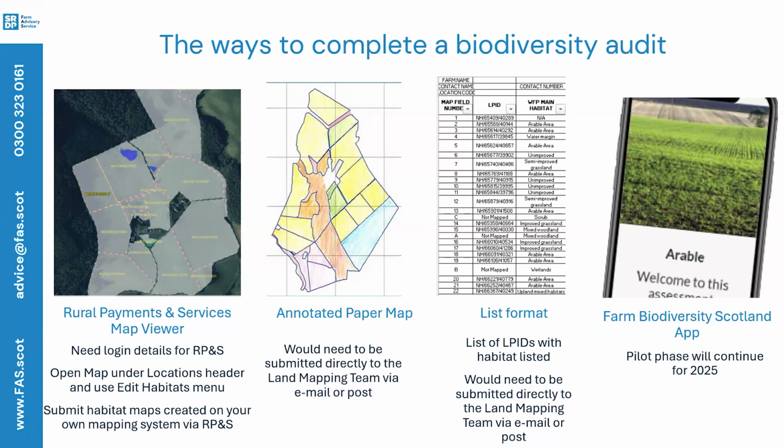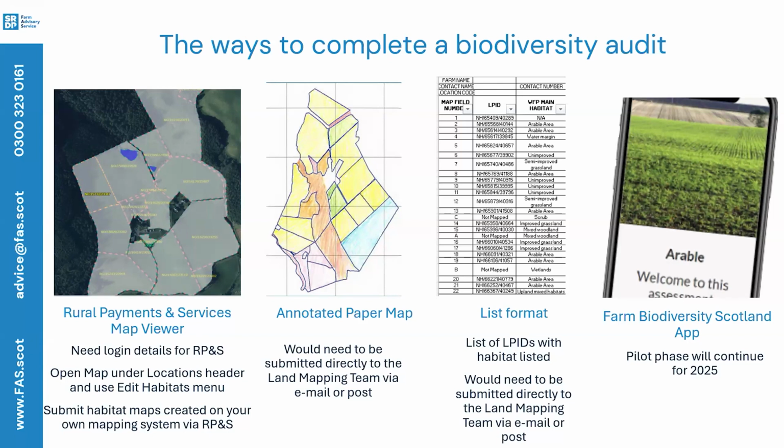Just one point to note on this one: if you use your own mapping software as part of your farm management and have shape files for habitat maps from that system, you can submit these using the RPS Map Viewer. We're not going to go into too much detail on that tonight, because it might not apply to everybody, or it might apply to a smaller percentage of people who are regularly using mapping software. But if you do have any questions on that, please type them into the Q&A box.